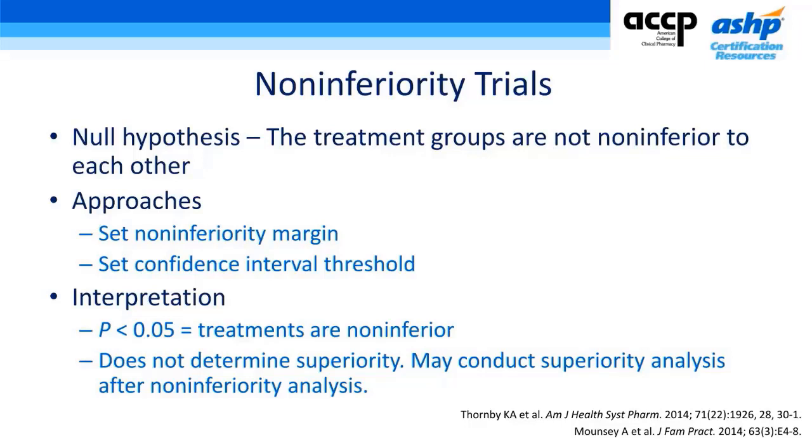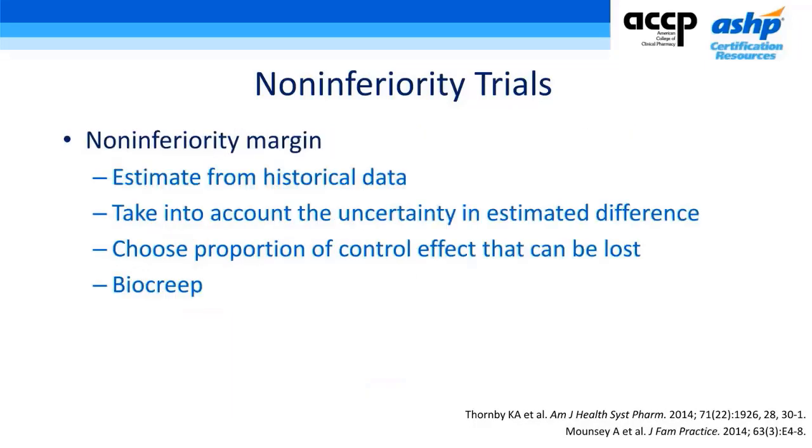However, I want to point out that if the p-value is less than 0.05, it does not mean that there's superiority of one treatment over another. You have to conduct a superiority analysis, and that superiority analysis is conducted after the non-inferiority analysis, and if that non-inferiority analysis is positive. The non-inferiority margin is based on and estimated from historical data.